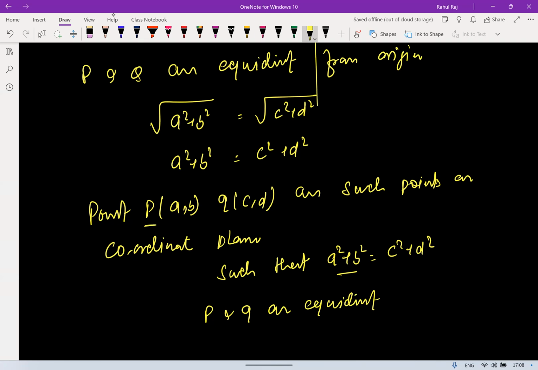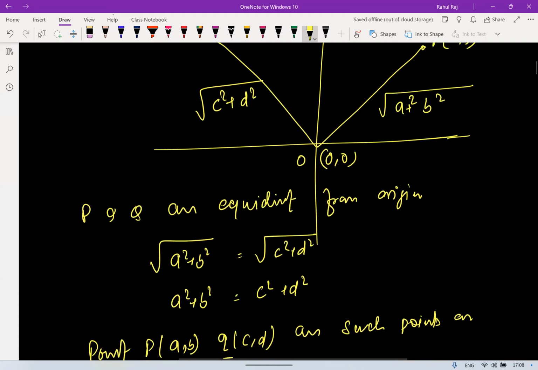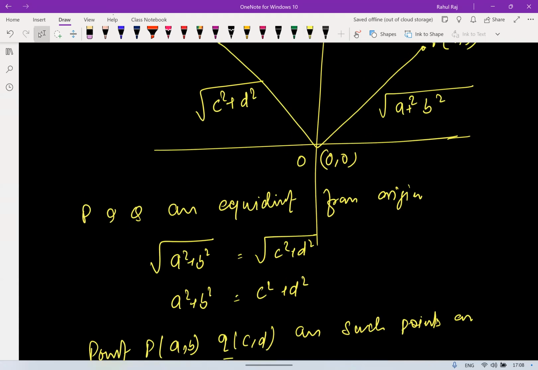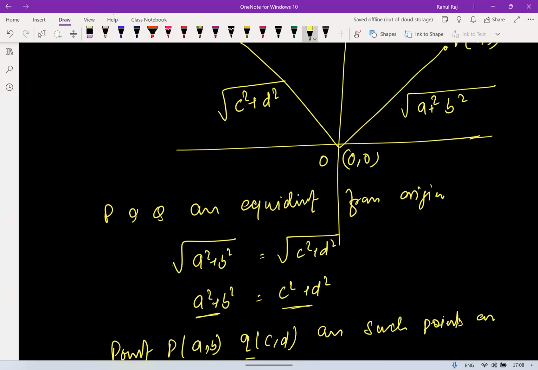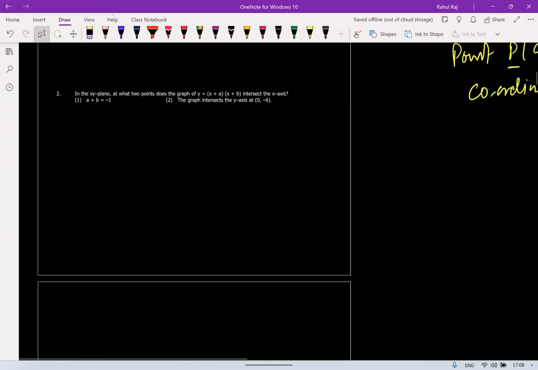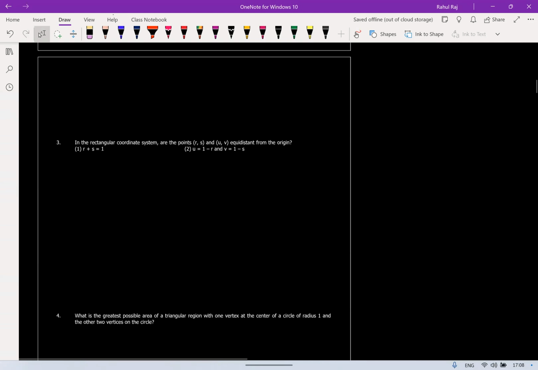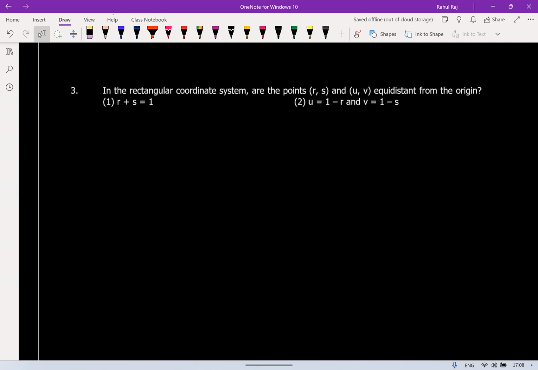It says point P and point Q, ABCD, are the points on the coordinate plane such that A square plus B square is equal to C square plus D square. Now, just by looking into this particular information, can I confirm that point P and Q are equidistant from the origin, right? Because if at all point P and Q are such points and they're equidistant, I'm getting A square plus B square is equal to C square plus D square. That's it. So based on the simple theory, we have some problems to do. Can we try doing question number 3, please?